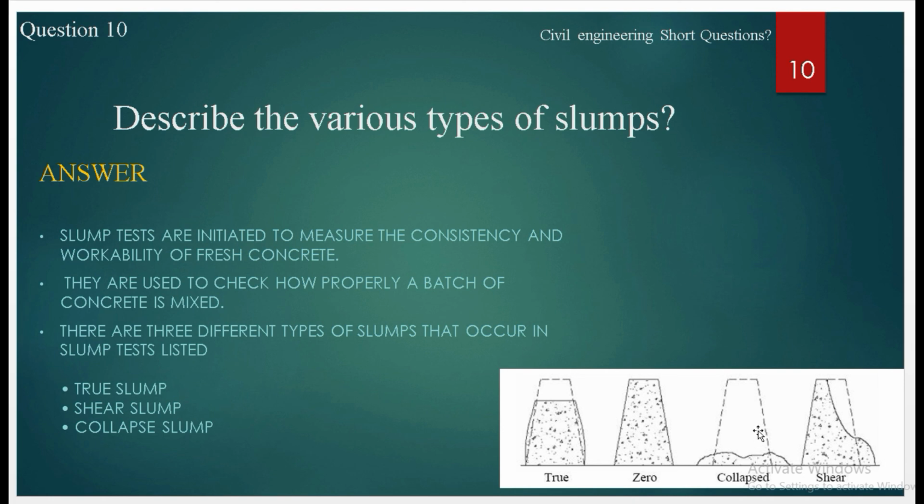In fact, the batch prepared is not usable at all, and it shouldn't be used because the water is too much. And then we have the shear slump. The shear slump is the one which indicates a correct batch of concrete. So we should aim for the shear slump. These are the 4 different types of slumps we have. And the slump test tells us the consistency and workability of fresh concrete.